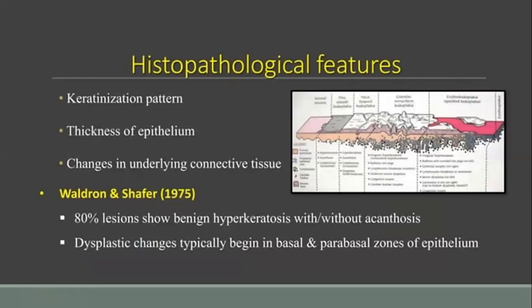Moving to histopathological features, you could see the keratinization pattern, thickness of epithelium, and changes in the underlying connective tissue. Waldron and Shafer also mentioned that 80% of lesions show benign hyperkeratosis with or without acanthosis. Dysplastic change typically begins in the basal and parabasal zones of the epithelium.